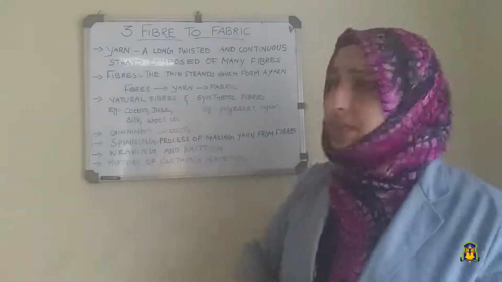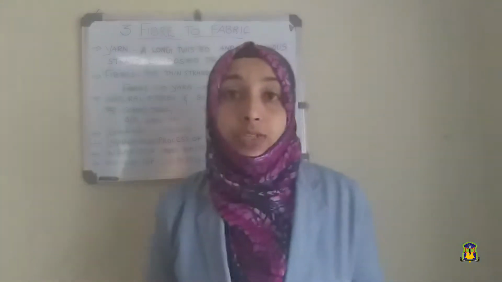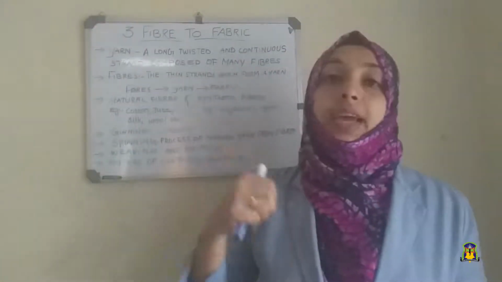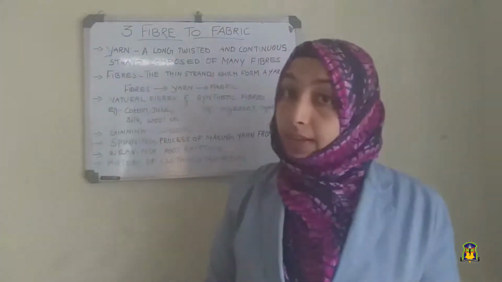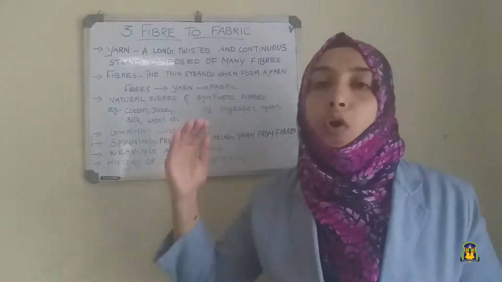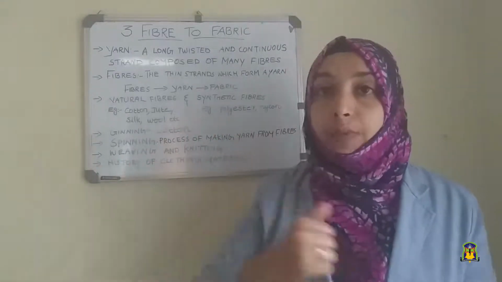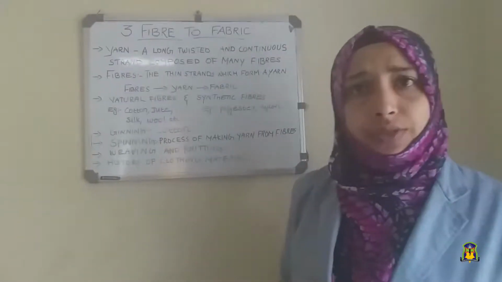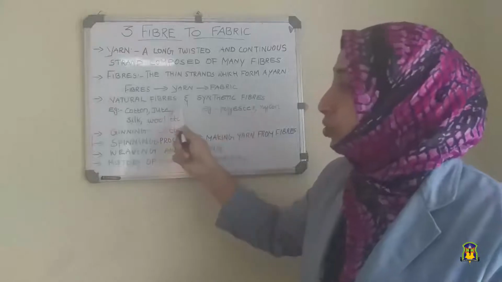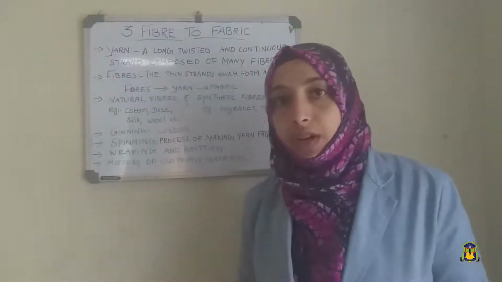What is meant by natural fibers? The fibers obtained from our nature, that is from plants and animals, are called natural fibers. What are the examples of natural fibers? Cotton, jute, silk, wool. These are all examples of natural fibers.